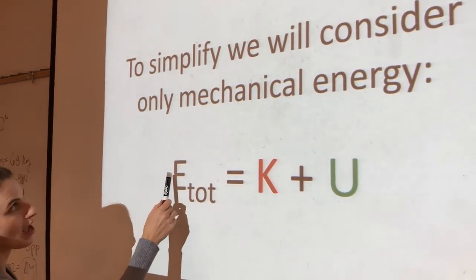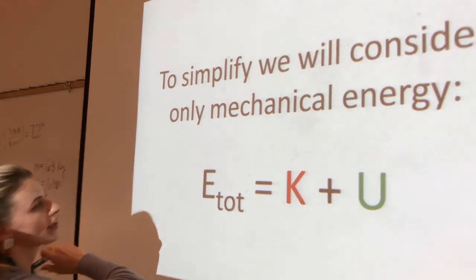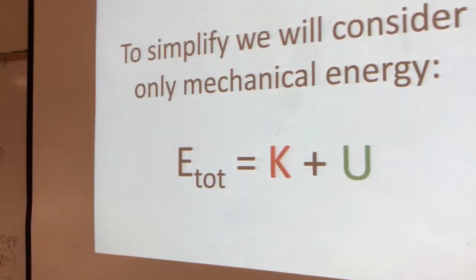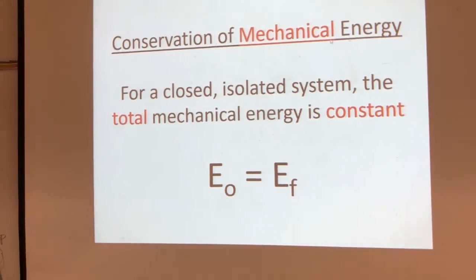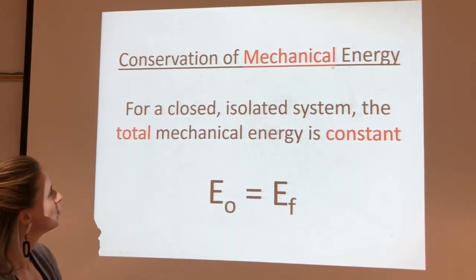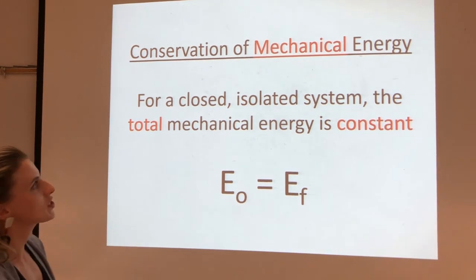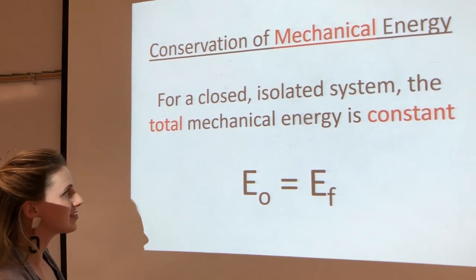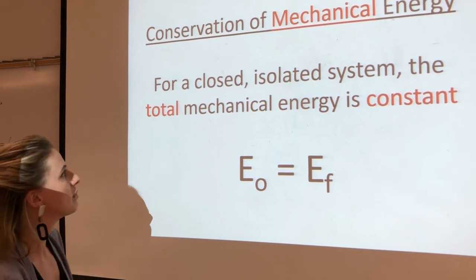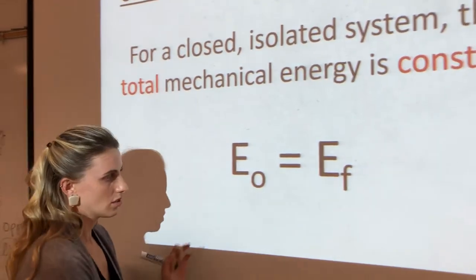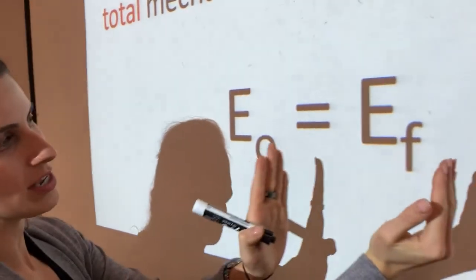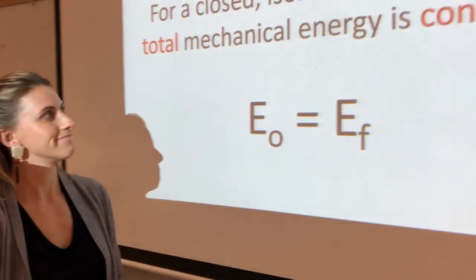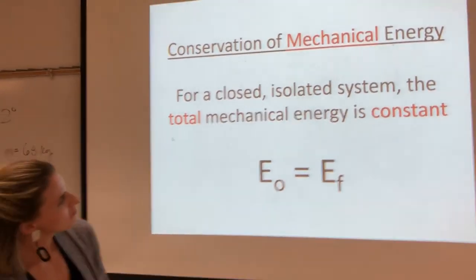The total energy, when we're thinking only about mechanical energy, is going to be the kinetic energy plus the potential energy. That's right. Keep things simple. Which simplifies to this. The conservation of mechanical energy, technically, for a closed, isolated system, the total mechanical energy is constant. Whatever we have here is going to equal whatever we have here, start to end. Simple. Profound.